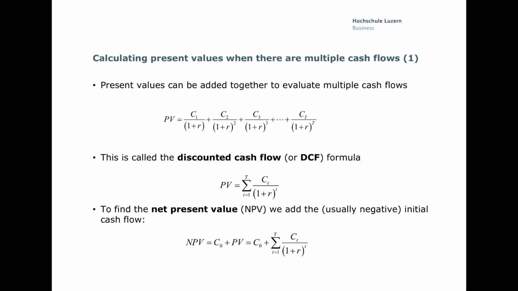This formula is called the discounted cash flow or DCF formula and can be written more compactly as follows. To find the net present value of a cash flow stream, we simply have to add the initial cash outflow to the DCF formula.